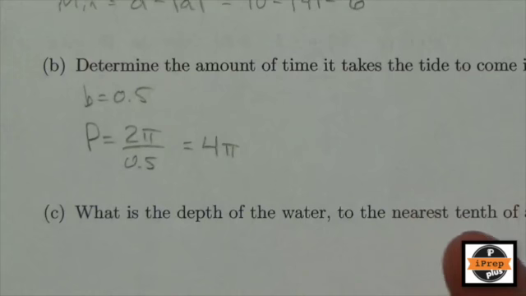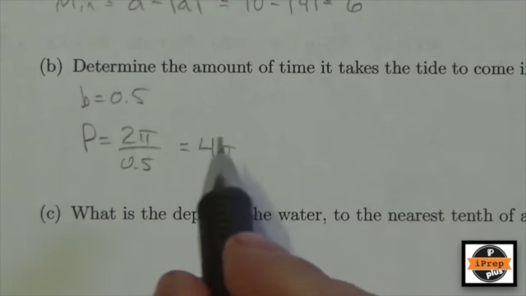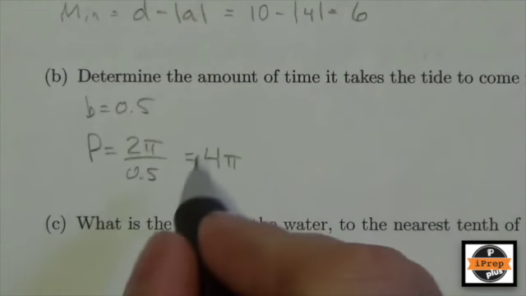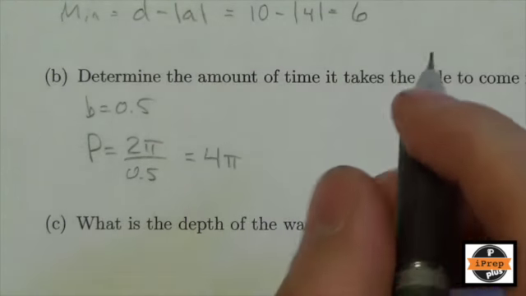What you've got to do is put yourself on the shore. A friend of yours comes up and says, hey, how long does it take the tide to come in and out? Well, if your answer is 4 pi, you're kind of a jerk. Nobody talks like that. We want to convert that to its numeric value here, okay?